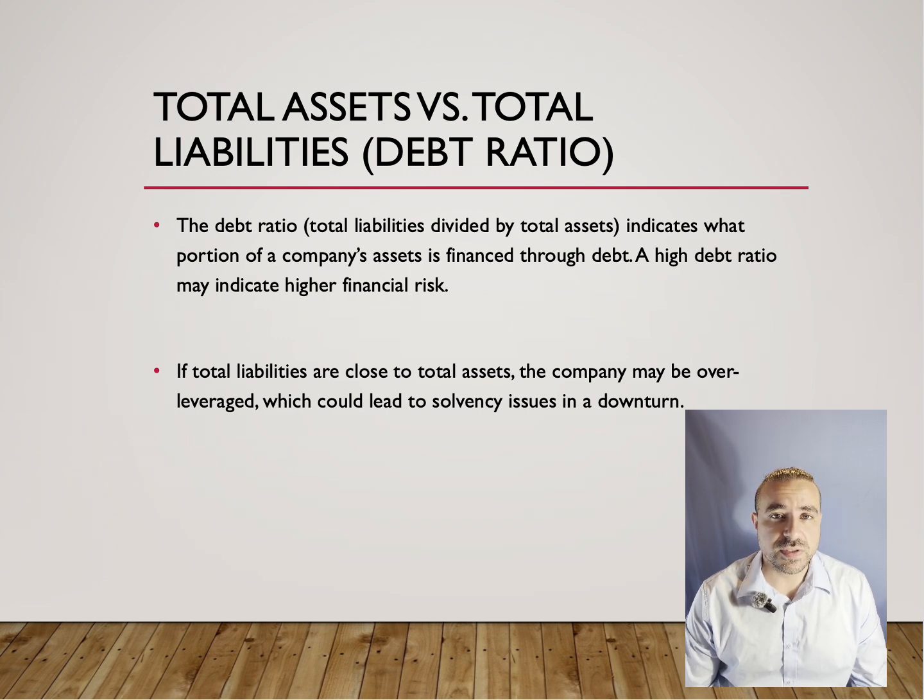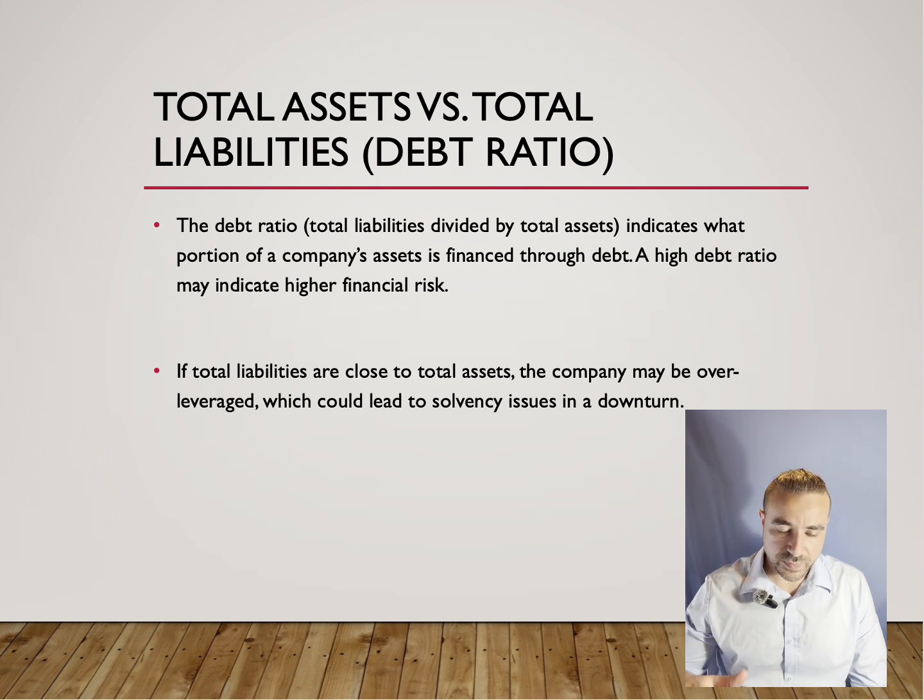Why? Because you have interest that you need to pay on a regular basis. However, if you finance your assets through equity, you will not have any financial risk or financial leverage. So again, the debt ratio indicates what portion of the company assets is financed through debt. A high debt ratio may indicate a higher financial risk. If total liability is close to total assets, the company may be over-leveraged, which could lead to a solvency issue in the short run.